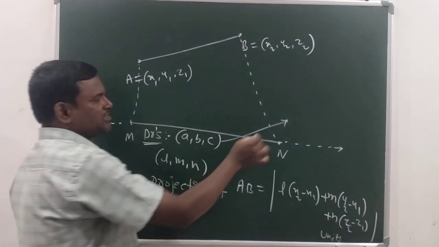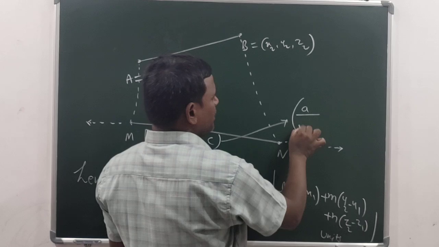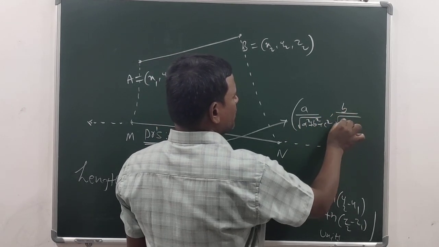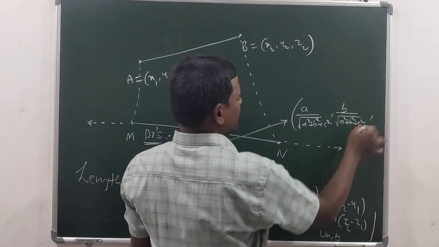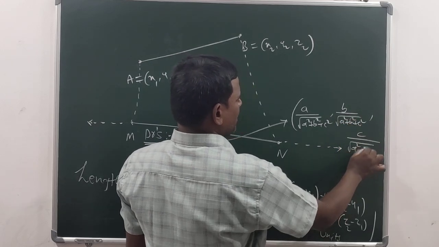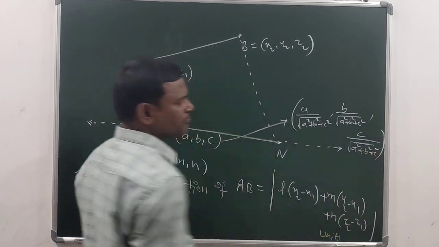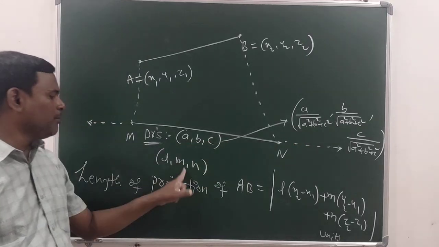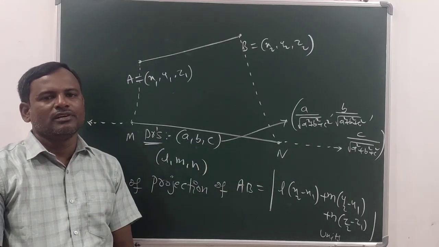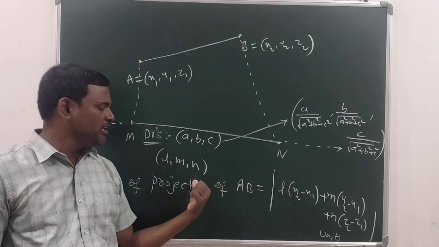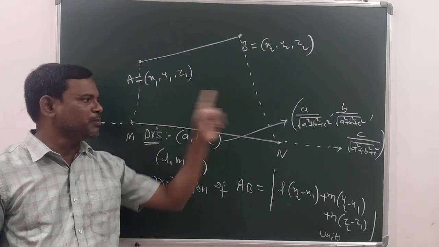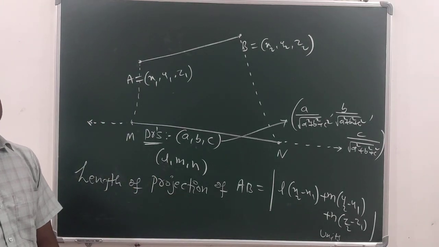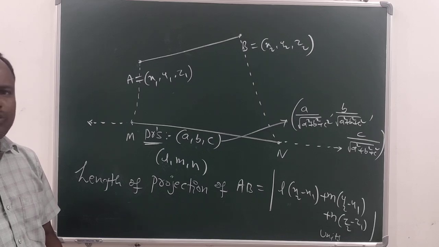of the line. Now the DCs formula you know: plus or minus A by root of A square plus B square plus C square, comma, B by root of A square plus B square plus C square, comma, C by root of A square plus B square plus C square. So when the DRs are given, like this you have to find DCs, let it be L, M, N, and substitute in this. Sometimes instead of DCs, DRs will be given. In such case, prepare the DCs and substitute here so that you will get the length of projection of this AB. Okay, right.